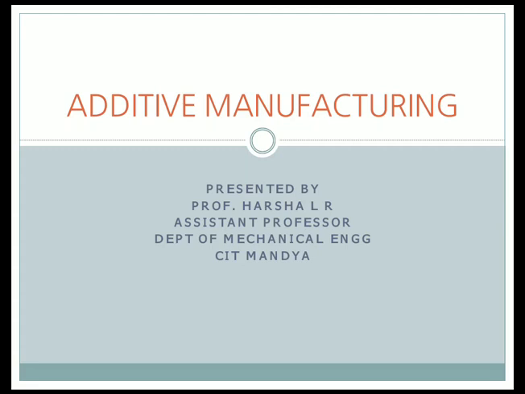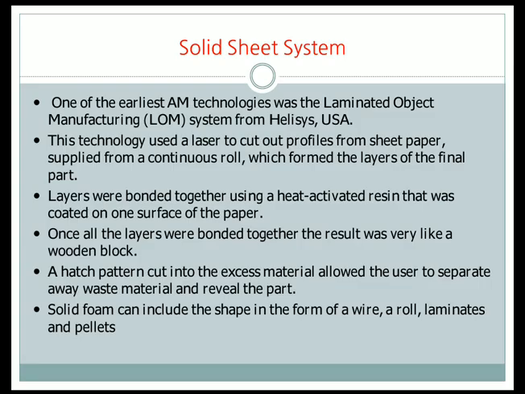Students, today we shall discuss the next type of manufacturing method of a three-dimensional model, that is the solid sheet system. In previous sessions we have discussed different types of three-dimensional manufacturing models. This is the last method that we are going to discuss. The last method of manufacturing a three-dimensional model is the solid sheet system.